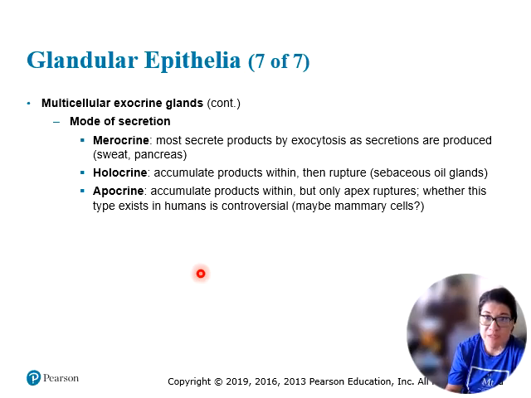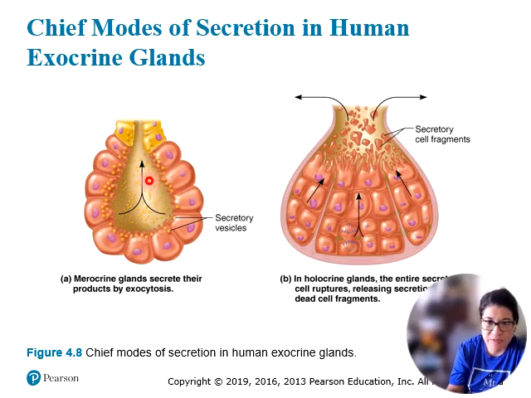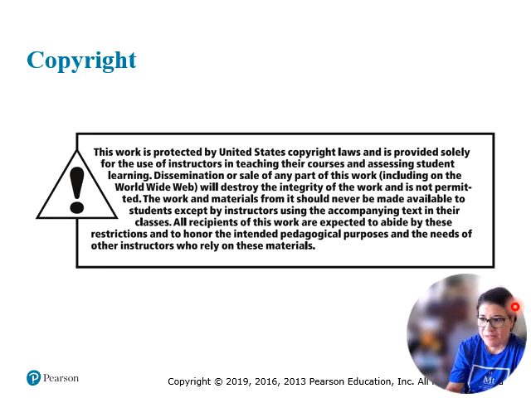Okay, other types of multicellular exocrine glands are merocrine, holocrine, and apocrine. These might be more what you're thinking of. So merocrine is sweat, when you're sweating, and that's also what your pancreas does. Holocrine is your sebaceous glands on your skin. And then you have apocrine, and people disagree on what they are, but mammary cells are considered apocrine probably. So here's your merocrine, that's your sweat glands, right? And then your holocrine glands there. Okay, and that's it for the first part.